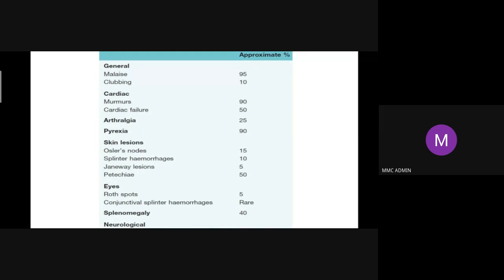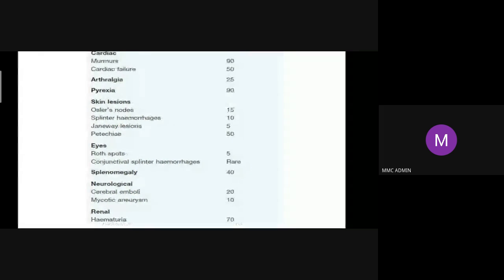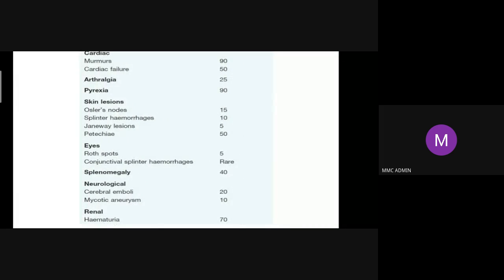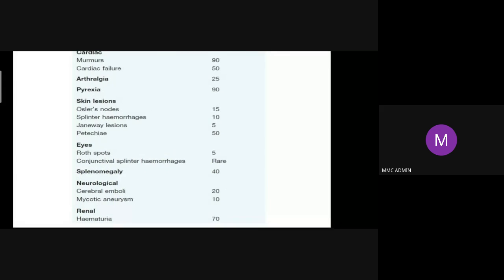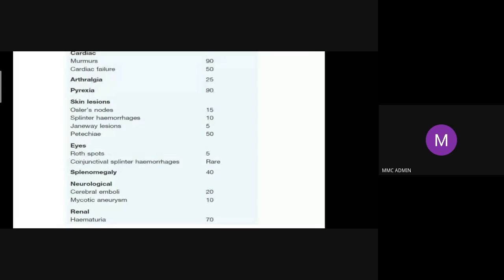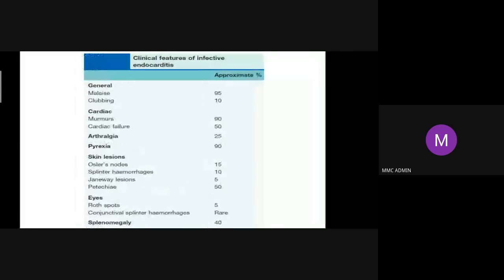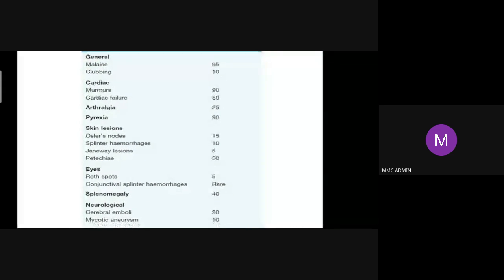The patient commonly presents to us with fever. The skin lesions will be Osler nodes, splinter hemorrhages, Janeway lesions, and petechiae. I'll show pictures of these in the further slides. In the eyes, we'll see Roth spots and conjunctival splinter hemorrhages, along with splenomegaly. Neurologically we get cerebral emboli, mycotic aneurysm, and hematuria. So the most common symptom patients present with is fever.